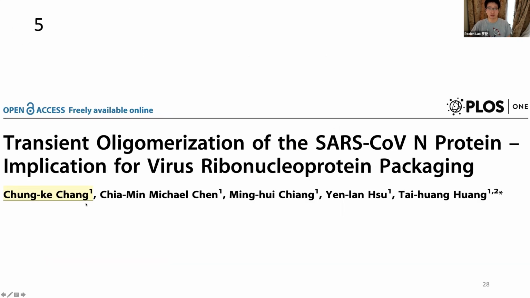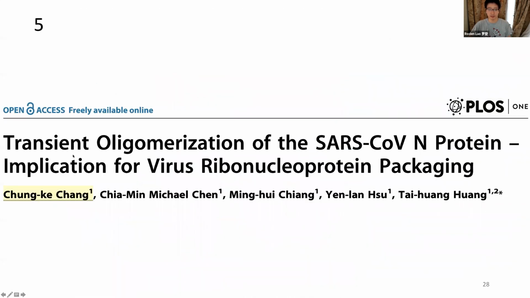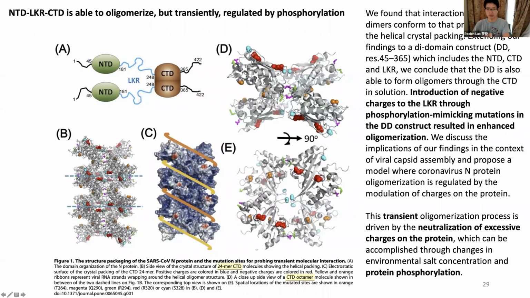Another paper by this author and colleagues. The diagram of the 5 domain. In this paper it says the oligomerization of this helix is transient, and that oligomerization can still form even when they did the experiment with this construct that contains NTD, linker, and CTD.